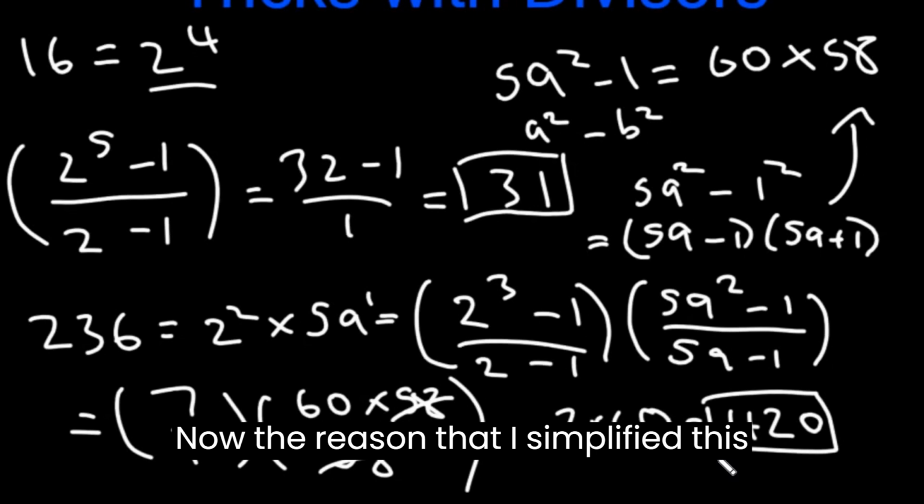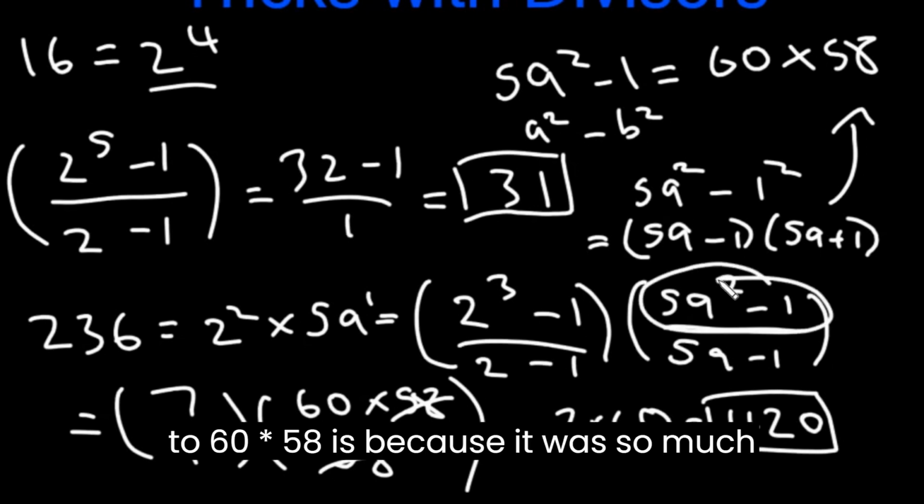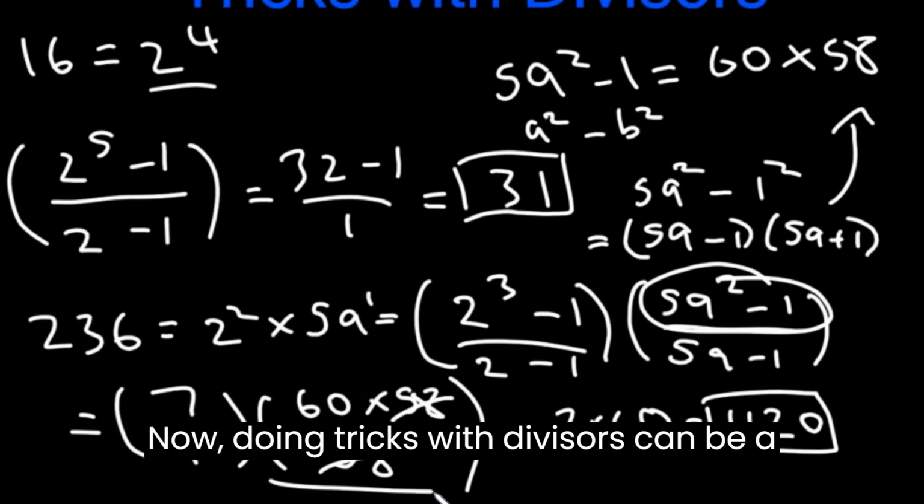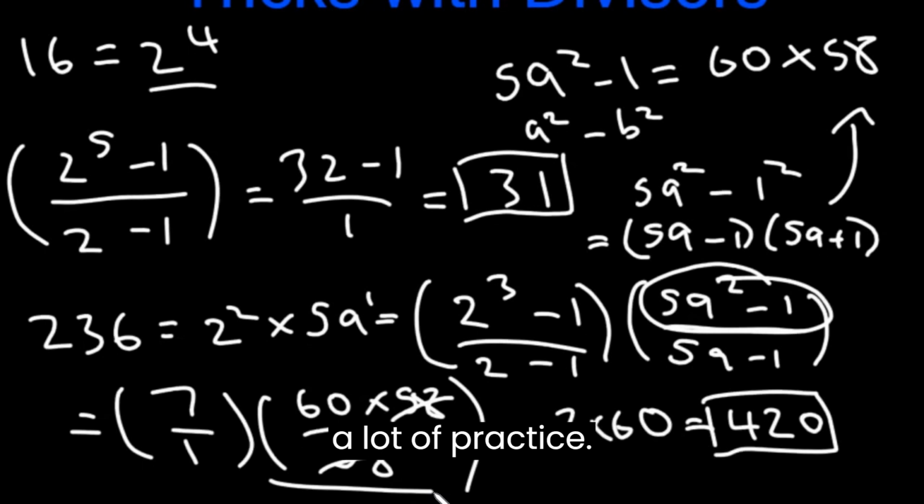The reason that I simplified this to 60 times 58 is because it was so much easier to deal with. I wouldn't have had to find 59 squared if I just used this. Now, doing tricks with divisors can be a little bit complicated, so this requires a lot of practice.